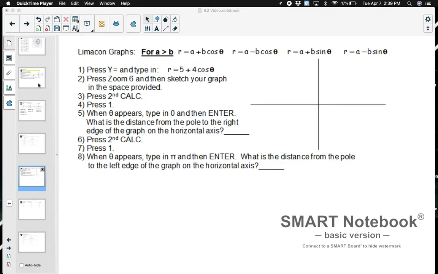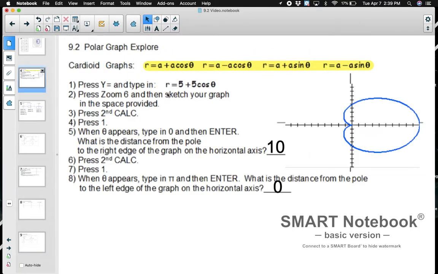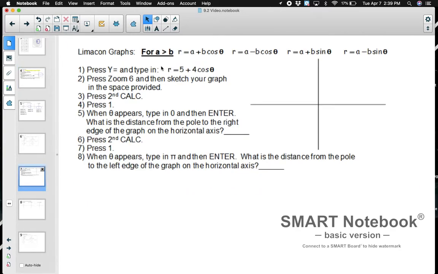Alright, hello everyone. So we just talked about cardioids, and those were a polar graph that had the same a values, a plus a, separated by a plus or a minus sign. And now we're going to look at a new type of polar graph called the Limacon, and it's very similar, but there's one key difference.